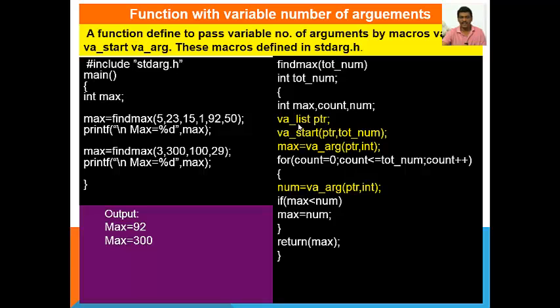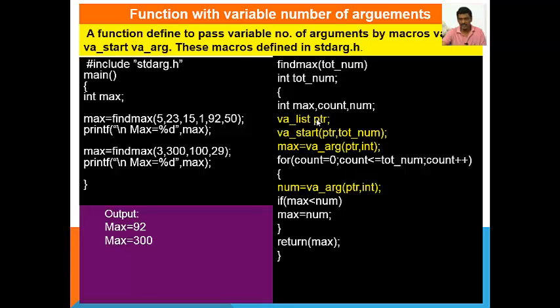We can give any name. Here it is ptr, va_list ptr. Then va_start, this is another macro of stdarg.h. So ptr comma. The first argument of the va_start macro, ptr, is a va_list variable.